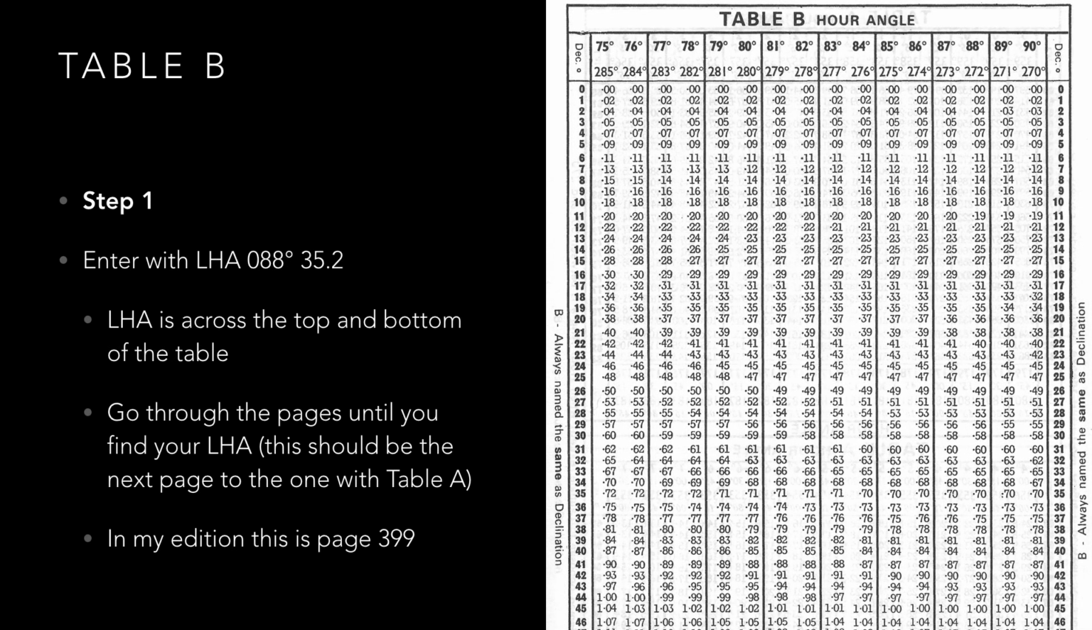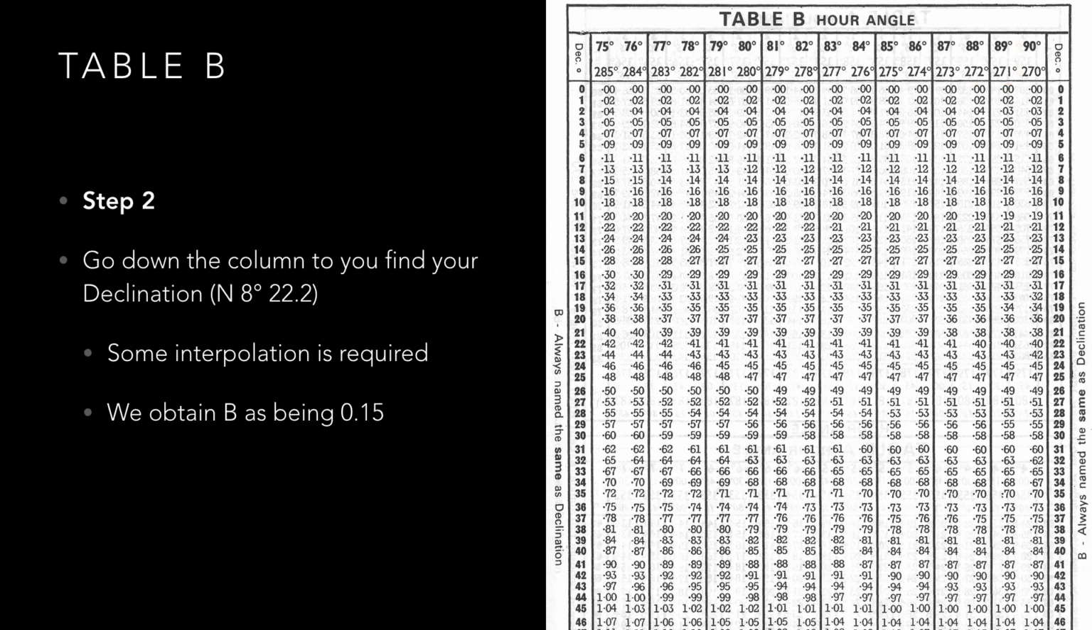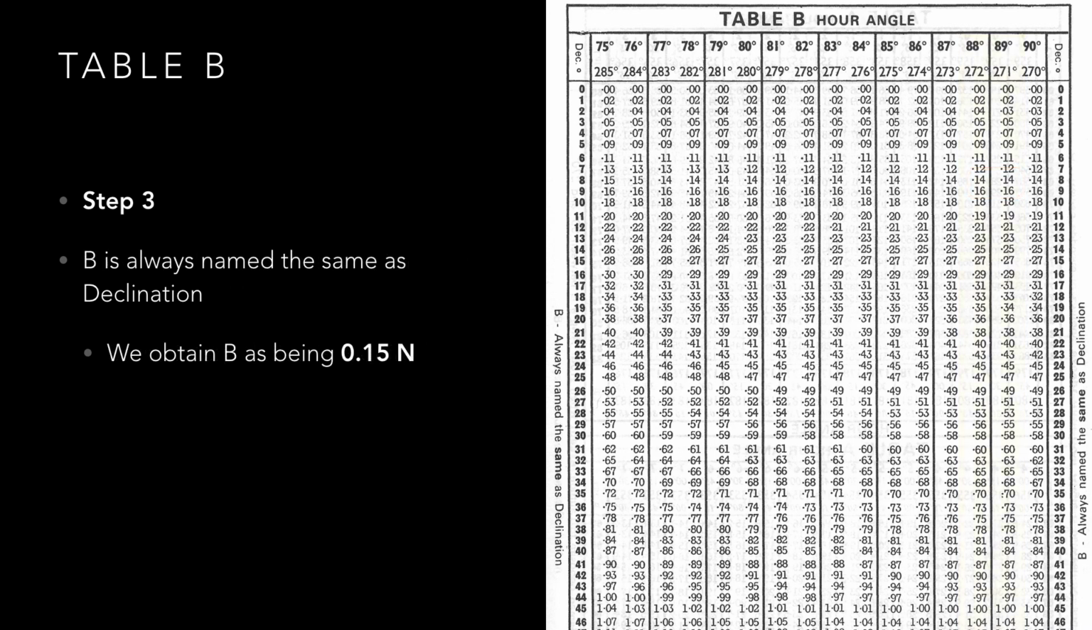The next step is to work out the B component using table B, which should be on the following page to the one we have just used for the A component, or page 399 in my edition. Again, the numbers across the top and bottom are the local hour angle, so we again find the appropriate column, but this time we go down the column until we find our declination, which was 8 degrees 22.2 minutes. When we interpolate, we get a value for B of 0.15, which, as the note next to the table says, is always named the same as the declination. Therefore the value of B is 0.15 north.